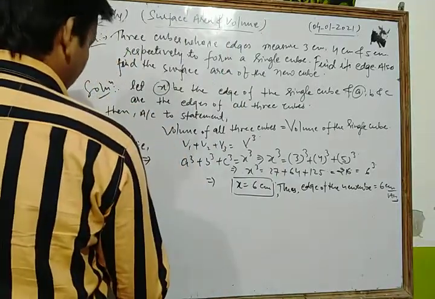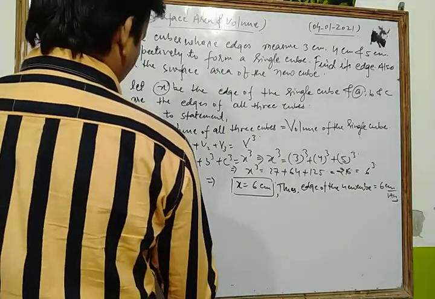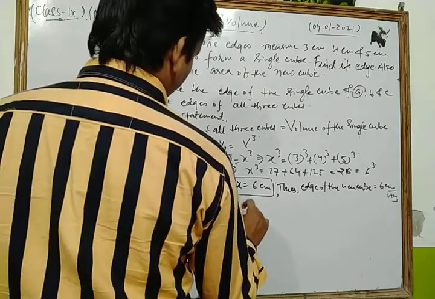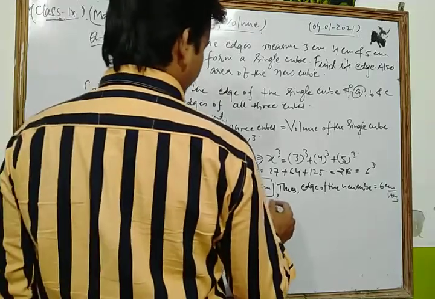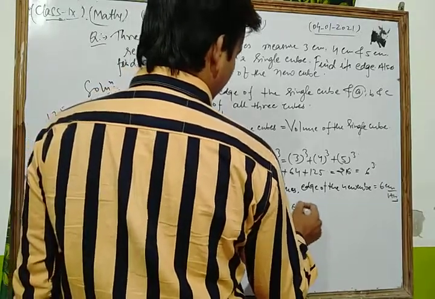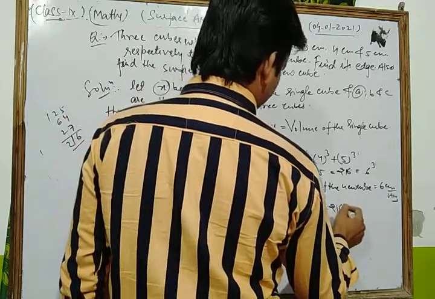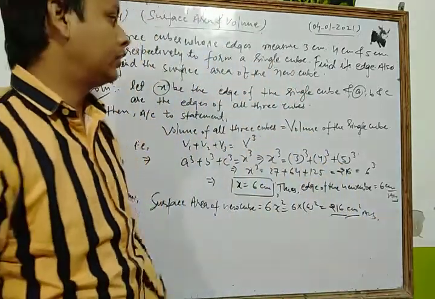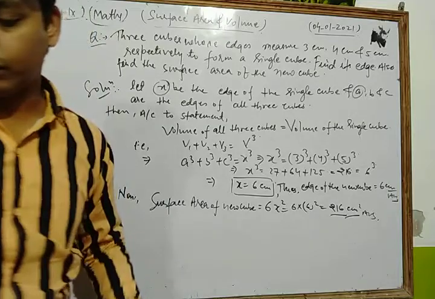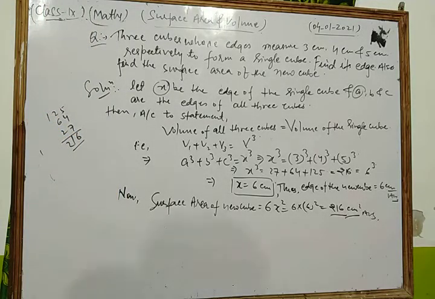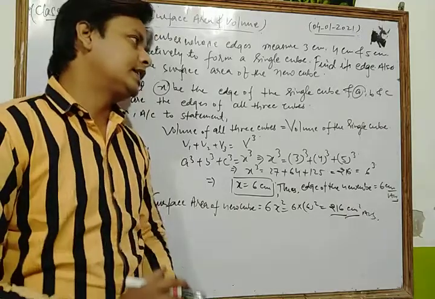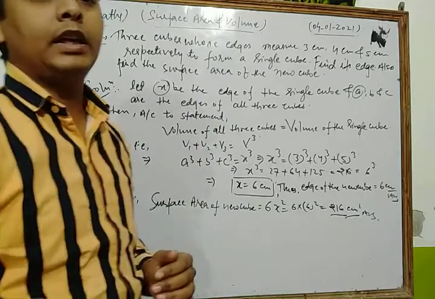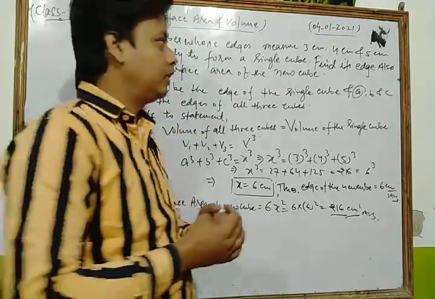Now surface area of the new cube is equal to 6 into side square, 6 into 6 square, that is 216 centimeter square. This is our required solution of the given question. Thus, dear students, in this way you can solve each and every question of your NCERT exercise based on the topic cube and cuboid. Now we take and solve one more question based on the topic cube and cuboid. Let's see.